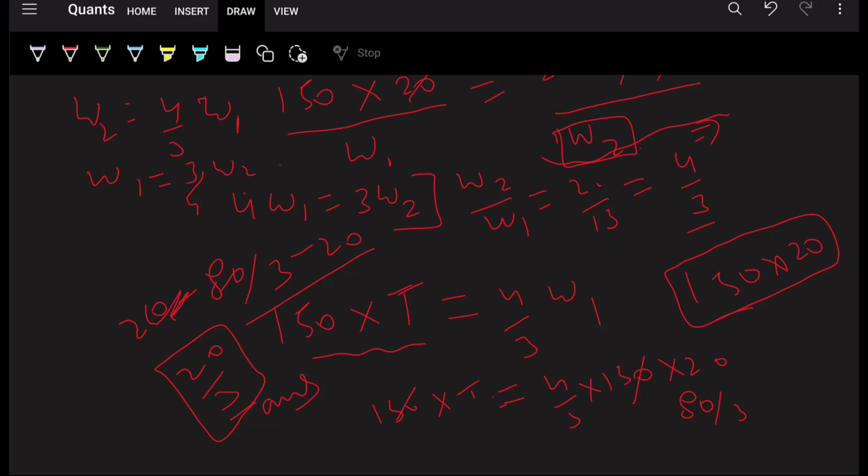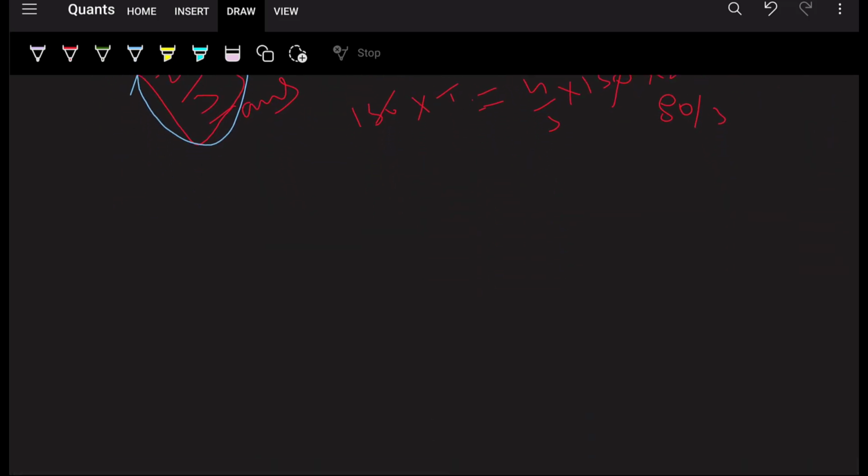So the extra time taken is what? 80 by 3 minus 20, which will be 20 by 3 days. This is the extra time and our answer. Okay, this is a somewhat long method. We can do this question by another method also.